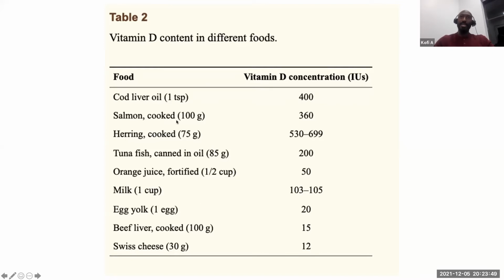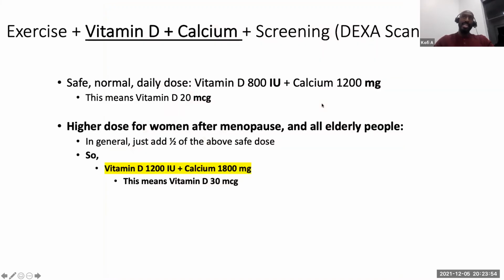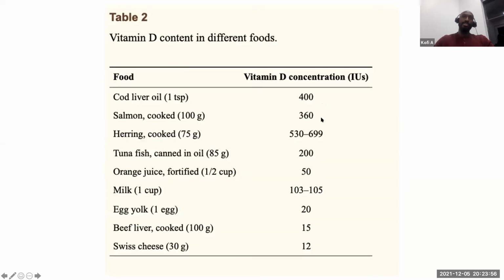I actually eat a lot of salmon, which has 360. So vitamin D, remember, we want to get to at least that 800 a day. 360 means I have to have two big salmons every day just to get close. That's a lot, right? I don't want to eat that much salmon. That's not cheap. You know what I'm saying? So you can't be eating too much of that.